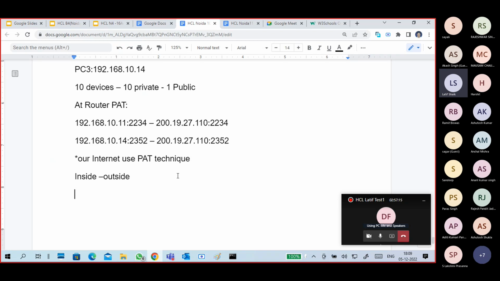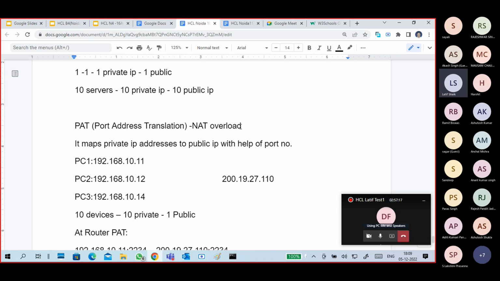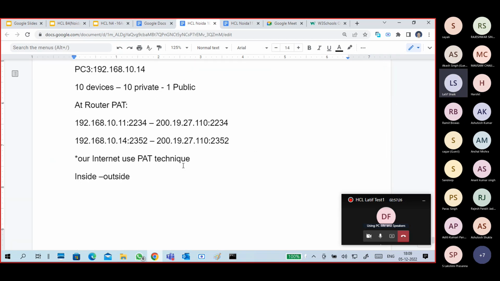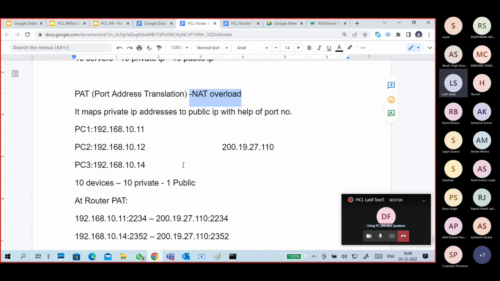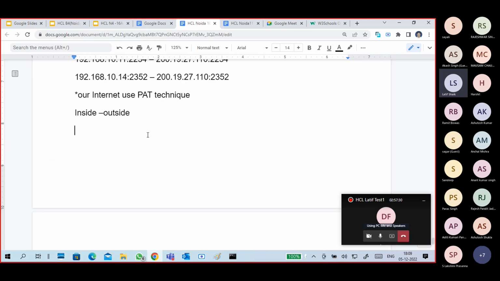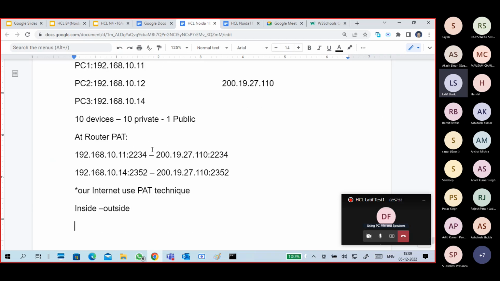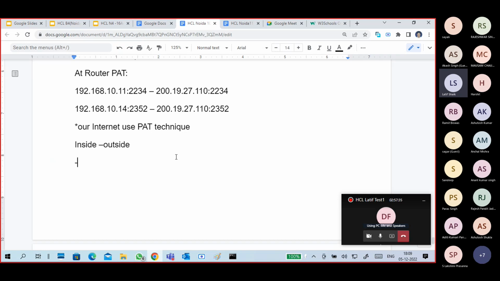PAT, port address translation, is also called NAT overload. The original method is the NAT method only, but NAT is strictly one-to-one. PAT is not one-to-one. Using this port mapping, we get many-to-one. Guys, we are all getting internet and we are safe. How? Our PCs have private IP addresses and we communicate outside with one single public IP only.